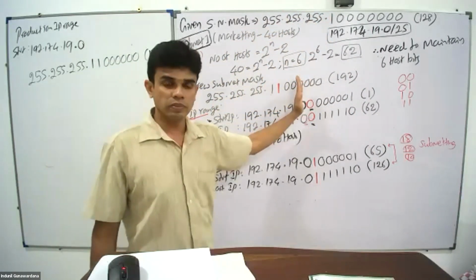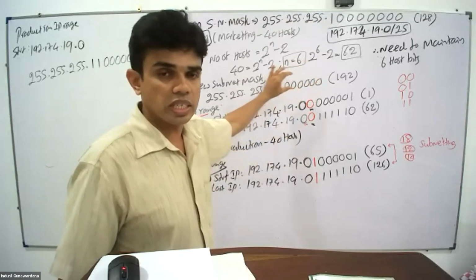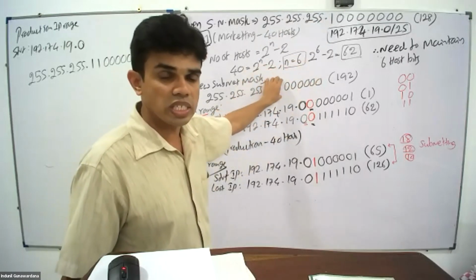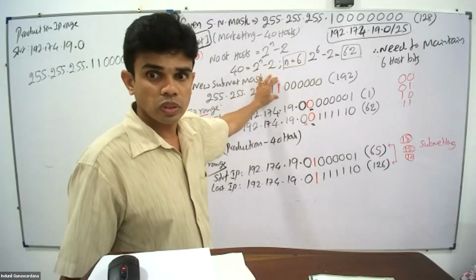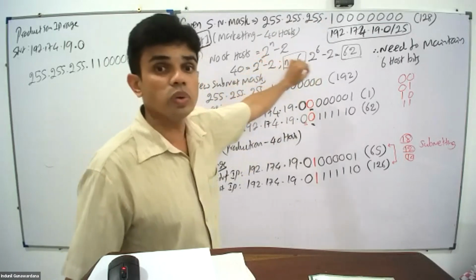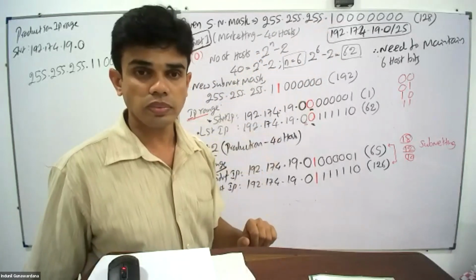Did you understand that? So this is the subnet mask of the operation. So I have to consider these two still as network, so that we need to continue subnetting further. Did you understand that point?